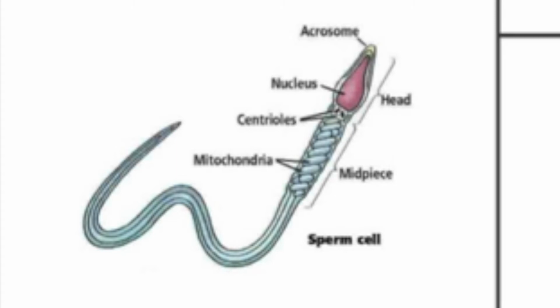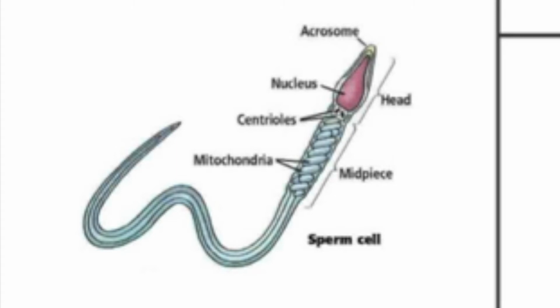So, in terms of its adaptations, its nucleus is only going to contain half the chromosome number that a normal cell would. So it's going to contain 23 of the male chromosomes, because the egg cell will have the other 23 and it will fuse. So whatever the organism's full chromosome number is normally, sperm cells will only contain half the number. A sperm cell contains a very, very high number of mitochondria in its middle section.